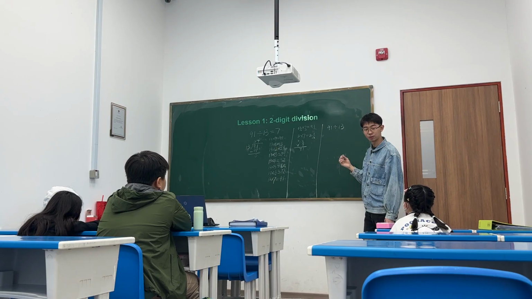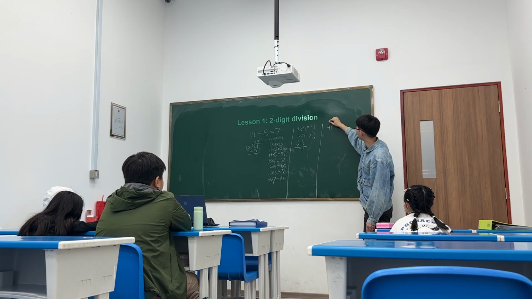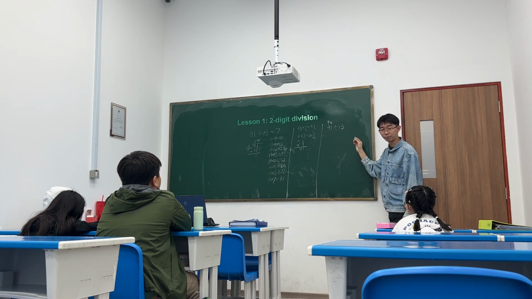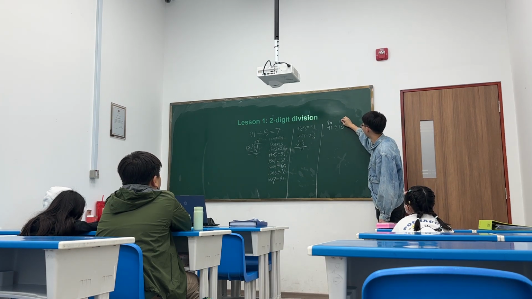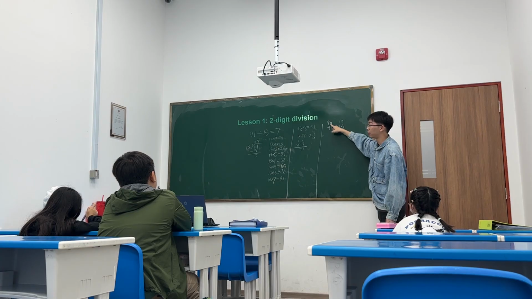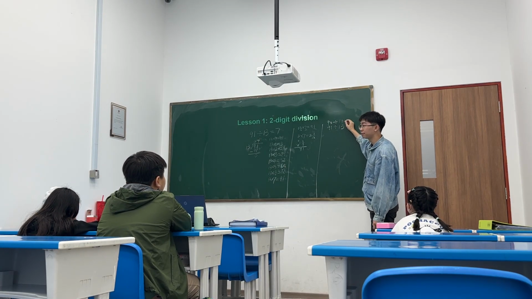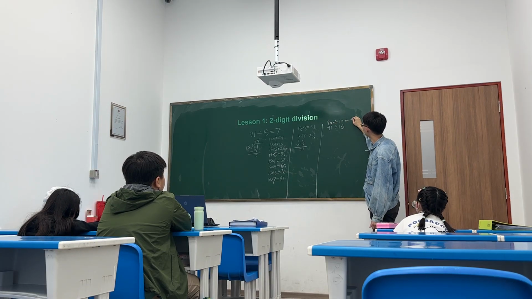91 is close to what? 90. Okay, so we estimate it to be 90. For 13, it's close to which number? 10. Okay. So we estimate this one to be 90, this 13 to be 10. Then we do a division. Based on our estimation, this value should be 9.